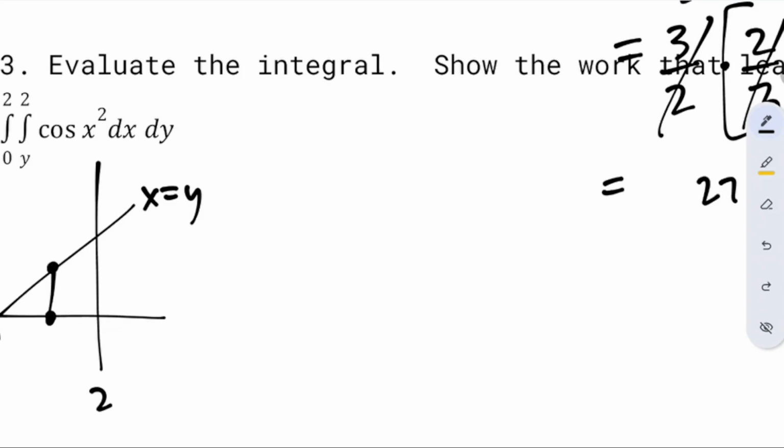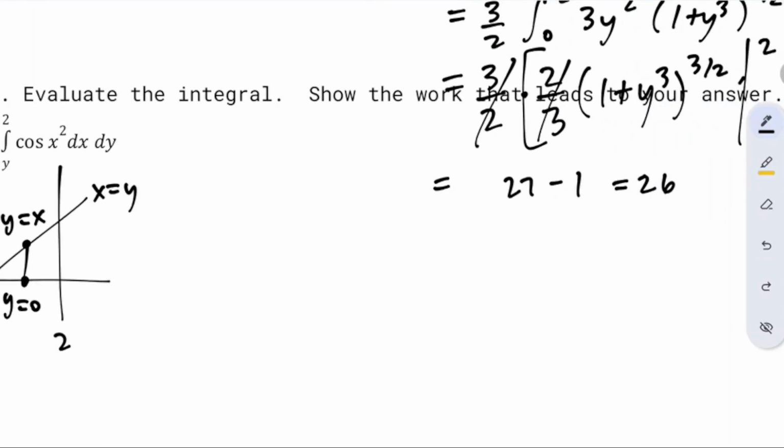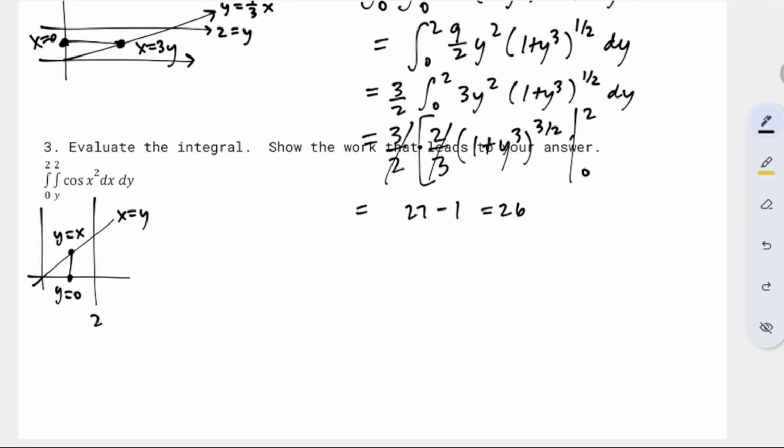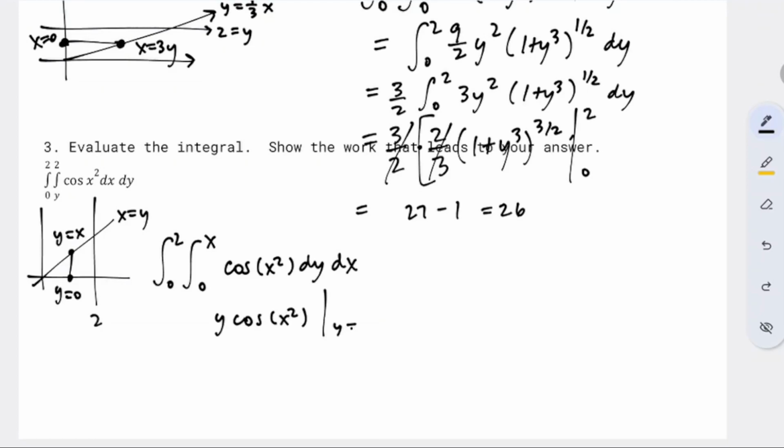If I do vertically first, I would have y equals 0 up to y equals x, and x goes 0 to 2, cosine of x squared dy, and then dx. So y cosine x squared, y going from 0 to x. That's x cosine x squared minus 0 cosine of x squared. So that'll be x cosine x squared.